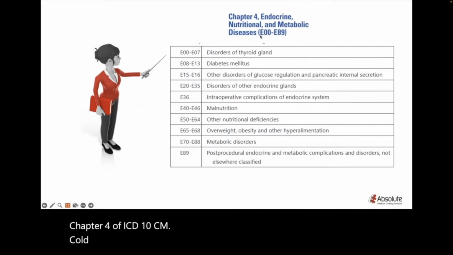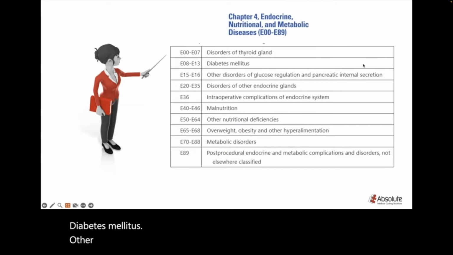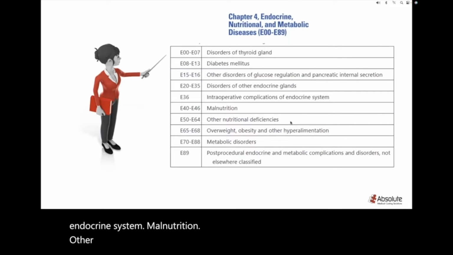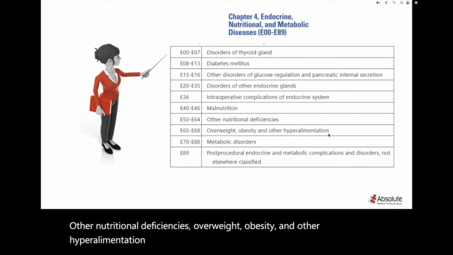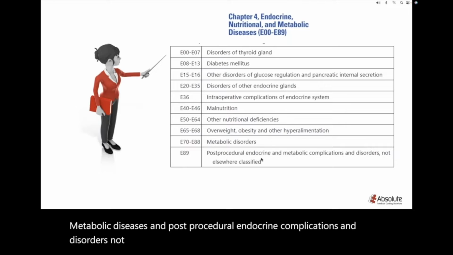ICD-10-CM code series E00 through E89, they review the following topics: disorders of the thyroid gland, diabetes mellitus, other disorders of glucose regulation and pancreatic internal secretion, disorders of endocrine glands, intraoperative complications of the endocrine system, malnutrition, other nutritional deficiencies, overweight, obesity, and other hyperalimentation, metabolic diseases, and post-procedural endocrine complications and disorders not elsewhere classified.